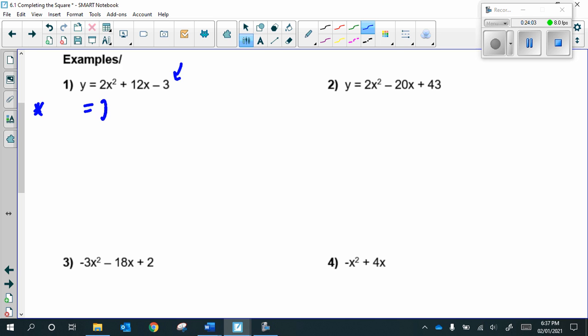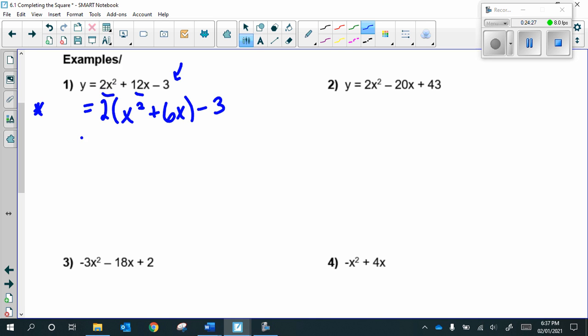So I'm going to take a 2 out. I'm going to divide both of these by 2. 2x squared divided by 2 is x squared. 12x divided by 2 is plus 6x. Okay, so I took a 2 out of the first two terms, common factored a 2 out. I still have the negative 3 on the end. So the negative 3 goes outside the bracket.